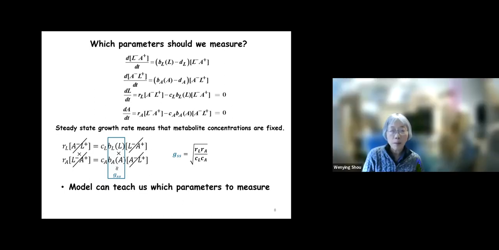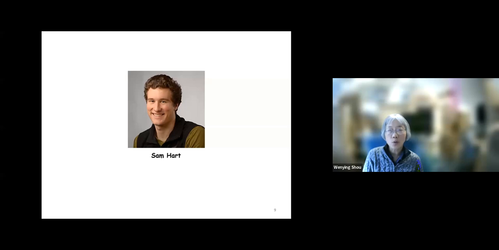So then the problem becomes really easy now, right? We only need to measure two parameters for two strains, the release rate and consumption. So now I will show you how we attempted to do that. The experimental work was mainly done by Sam Hart, a very talented lab member, an experimentalist.